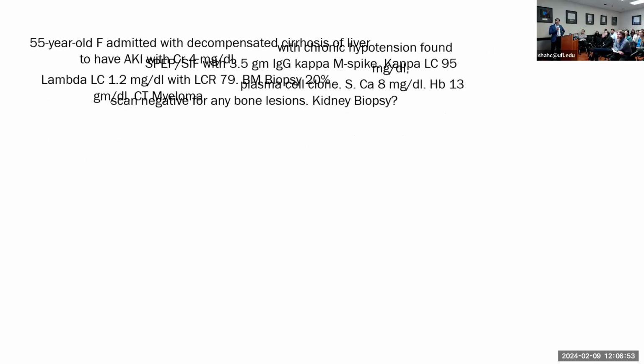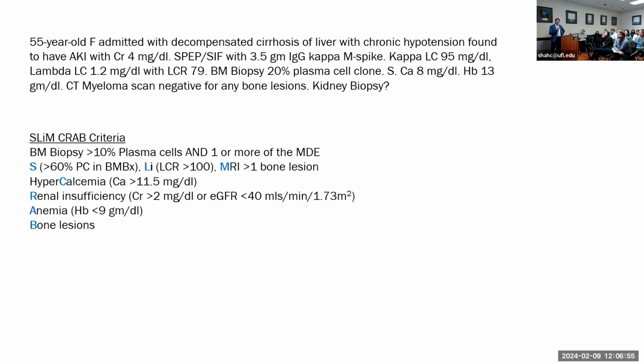So let's revise our criteria for SLiM-CRAB, right? In this patient, do we have more than 10% plasma cell clone? We do, it's 20%. So we need one myeloma-defining event to diagnose this patient with multiple myeloma. Do they have a 60% plasma cell clone? No, it's 20%. Light chain ratio more than 100? It's 79. We are not able to do whole body MRI while patients are admitted in the hospital, so let's assume we don't have it right now.